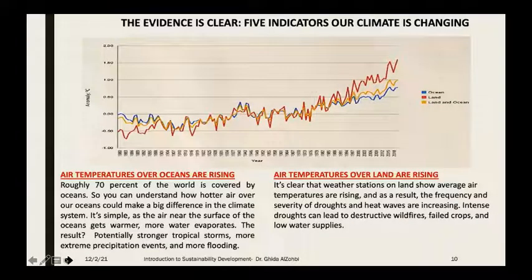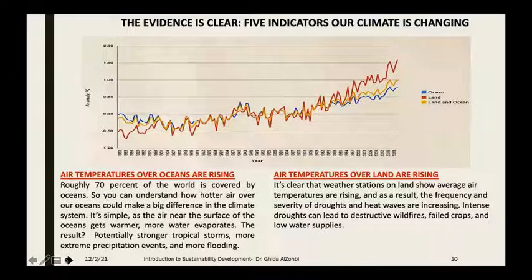What are the evidences or the indicators that our climate is changing? There are 5 indicators. The first 2 indicators are about the temperature on land and temperature of ocean. The graph here presents the change of temperature between 1880 and 2018 of ocean, land, and land-ocean. So it is obvious that the temperature increased between 1880 and 2018.